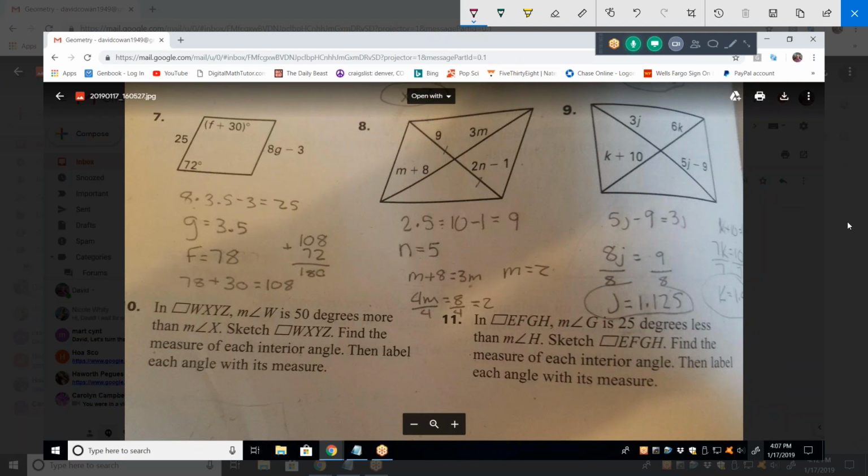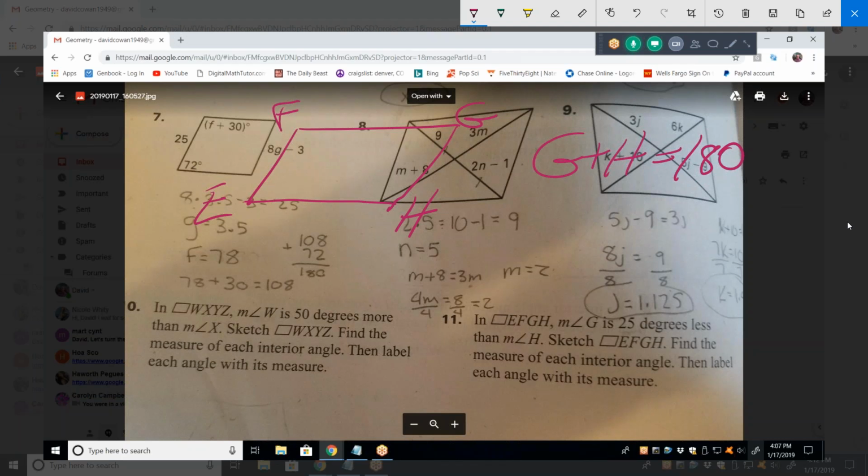So in this one, I'm just going to draw it like this and not care whether I've drawn it correctly or not. And this is E, F, G, H. Okay. So angle G is 25 degrees less than angle H. Same question. So tell me what you know about G and H. You know two things. That they're supplementary. Okay, so G plus H equals 180.